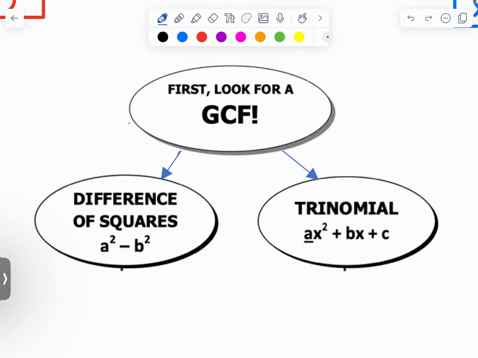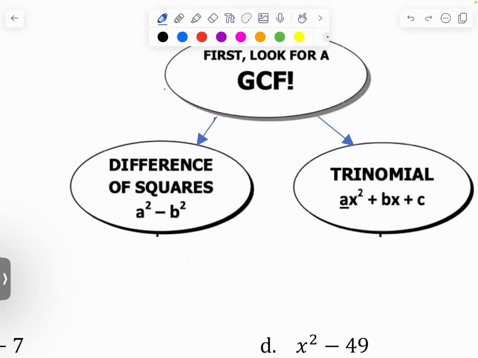If we have a squared minus b squared, that is called a difference of squares. Like up top, we had an answer of x squared minus 16. That's a difference of squares. That can be factored to a plus b times a minus b.